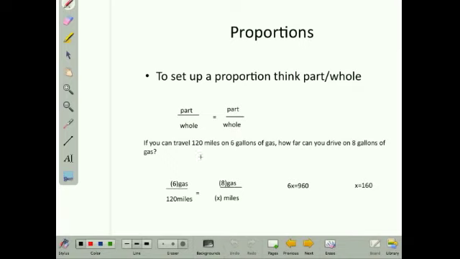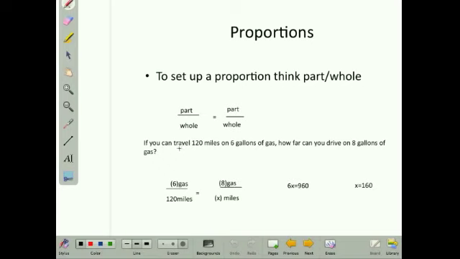Now, when we set up proportions, think part to whole, meaning you've got part of something over whole of something, and you're doing that on both sides. Where students make mistakes is if one side is a part over whole and this side is a whole over part. And you'll typically see them in story type problems.